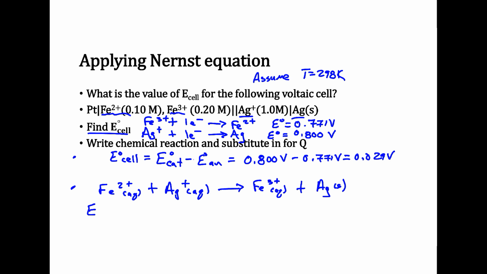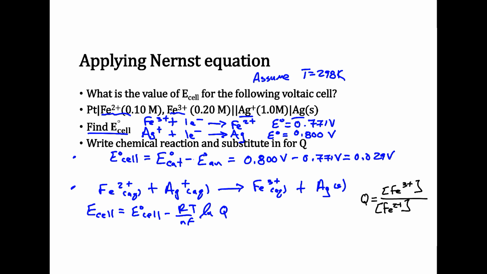So we have E cell is equal to E standard cell minus RT over nF ln of Q. So here, think about what Q would be for this reaction. Recall, for equilibrium constants, or in this case reaction quotients, we don't include solids or liquids in our expressions. We would have the concentration of Fe3+ over the concentration of Fe2+ times the concentration of Ag+. So we'll have to plug this in for Q right here.